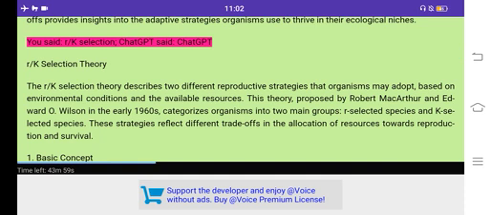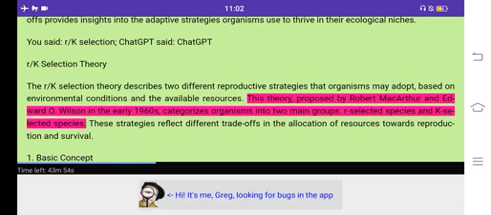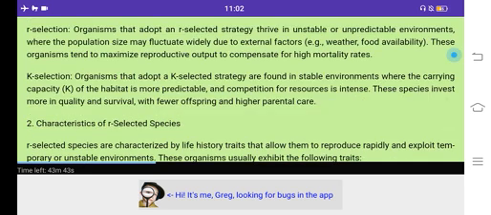R-K selection. R-K selection theory. The R-K selection theory describes two different reproductive strategies that organisms may adopt, based on environmental conditions and the available resources. This theory, proposed by Robert MacArthur and Edward O. Wilson in the early 1960s, categorizes organisms into two main groups, R-selected species and K-selected species. These strategies reflect different trade-offs in the allocation of resources towards reproduction and survival. 1. Basic concept.